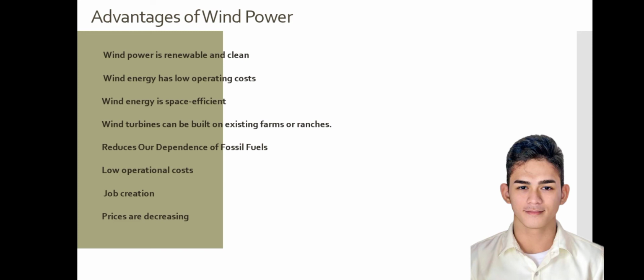So the fourth advantage, wind turbines can be built on existing farms or ranches. This greatly benefits the economy in rural areas where most of the best wind sites are found. Farmers and ranchers can continue to work the land because the wind turbines use only a fraction of it. Wind power plant owners make rent payments to the farmer or rancher for the use of the land, providing landowners with additional income. The fifth advantage is that it reduces our dependence on fossil fuels.